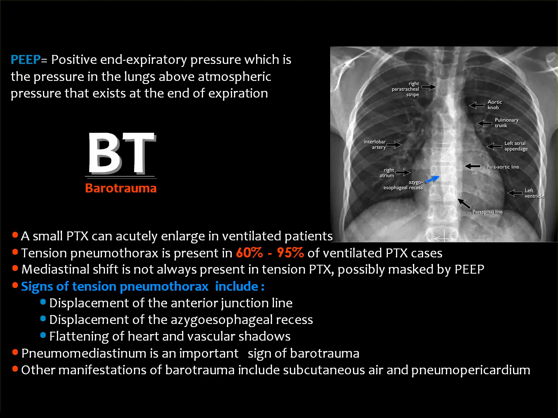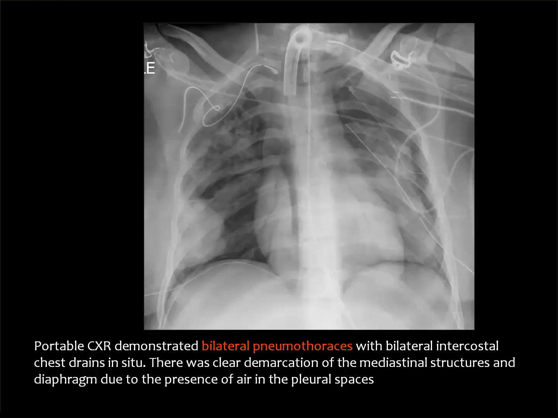But the mediastinal shift in tension pneumothorax may sometimes be masked by the positive end-expiratory pressure, which is the pressure in the lung above the atmospheric pressure that exists at the end of expiration. The signs of tension pneumothorax in ICU patients are displacement of the anterior junction line, the junction line between the two lungs, displacement of the azygoesophageal recess, and flattening of the heart or the vascular shadow. Also, pneumomediastinum may be associated with pneumothorax, and you should search for this, as I will mention now.